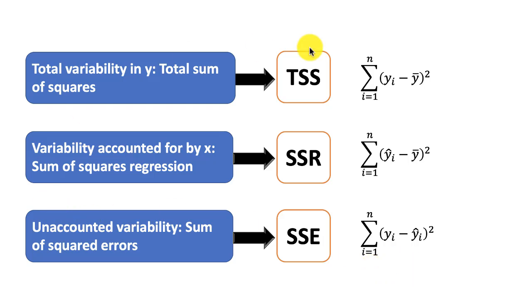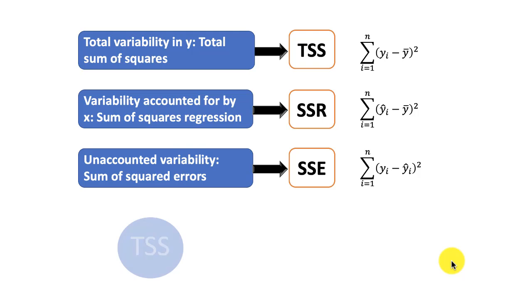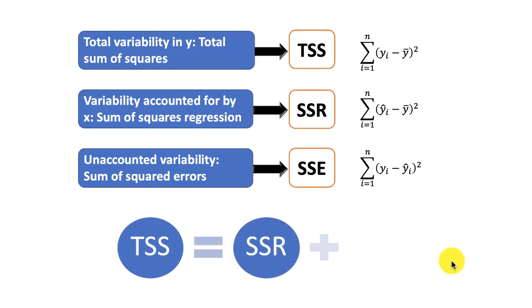So you can see here, this is the total amount of variability that needs to be explained. This is the amount of variability that the regression actually explains. This is the part that the regression is unable to explain. That is what is a residual. And it's a property that TSS is always equal to SSR plus SSE, sum of squared errors.